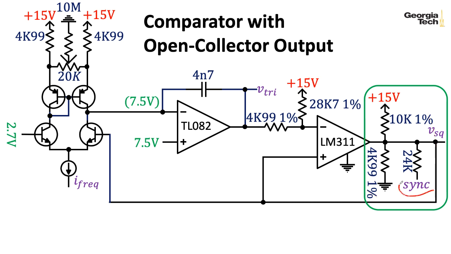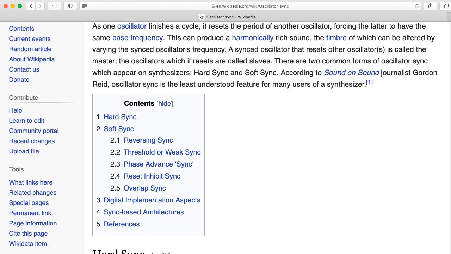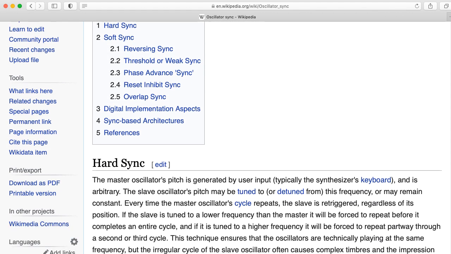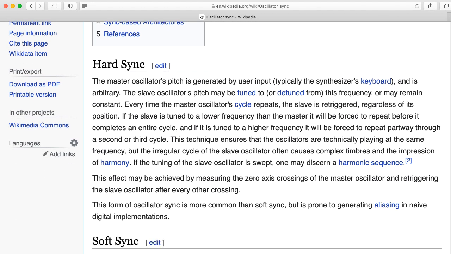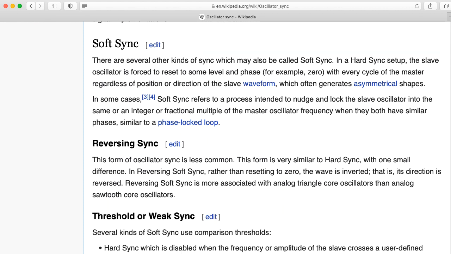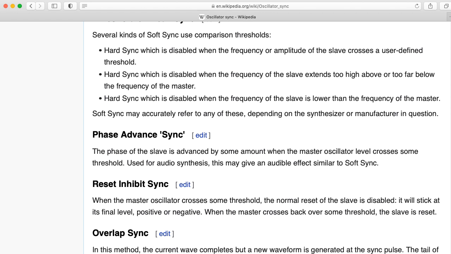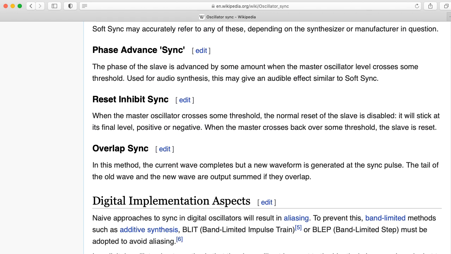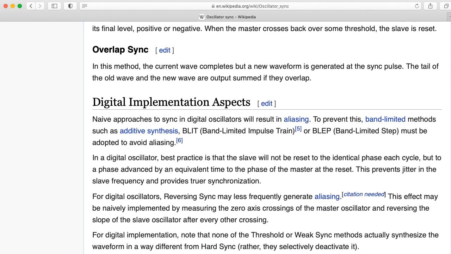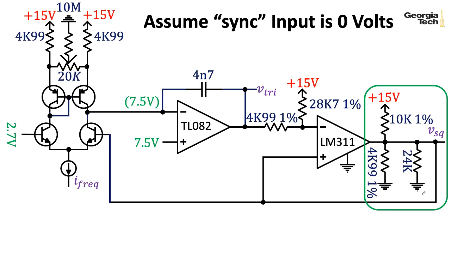So what about this sync input? This is something that you can also do with sawtooth oscillators. We didn't talk about it during the sawtooth lecture, but you can play these kinds of sync games with sawtooths as well. The idea here is that you might have some other oscillator that you want to use to force various direction changes or resets of the oscillator. This is an advanced feature that I don't really want to get into now. So what we're going to do is just suppose that the sync input is ground.